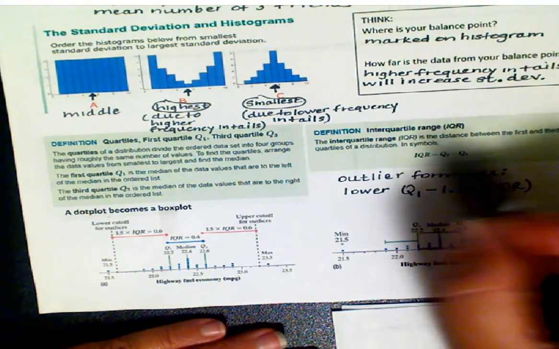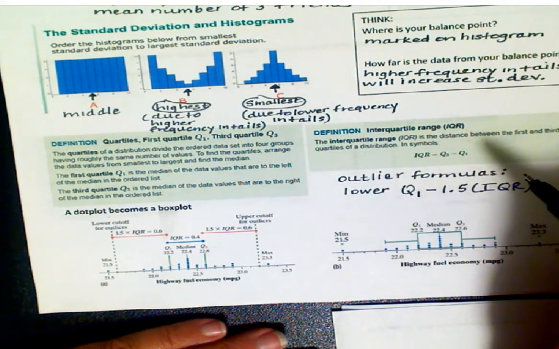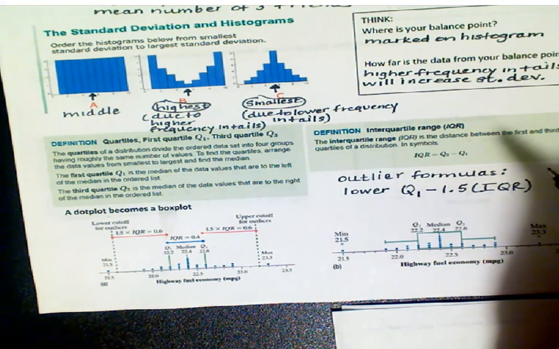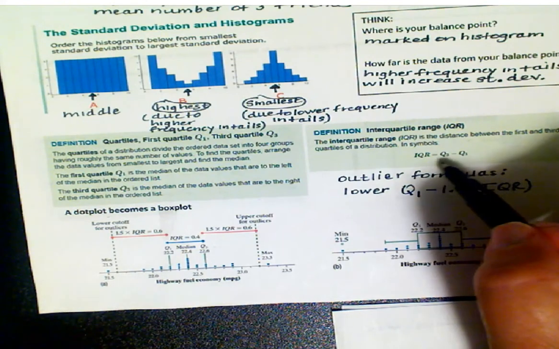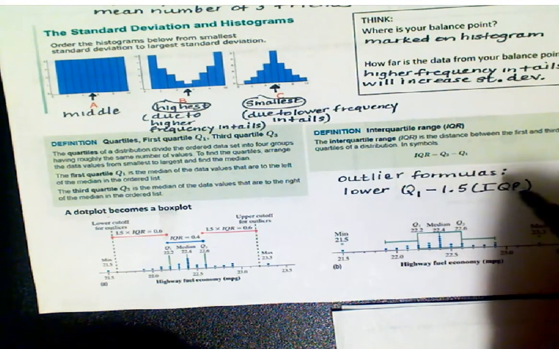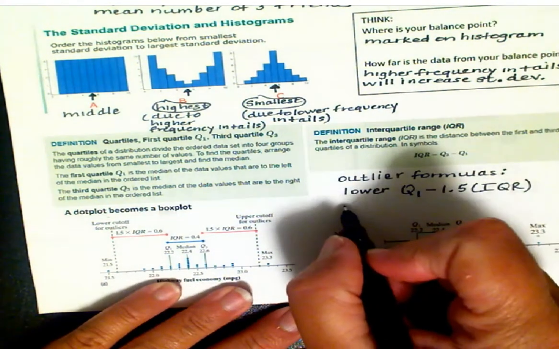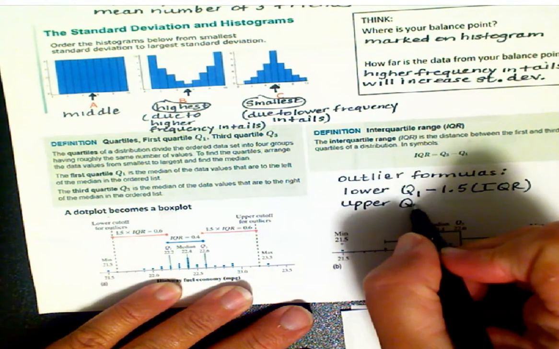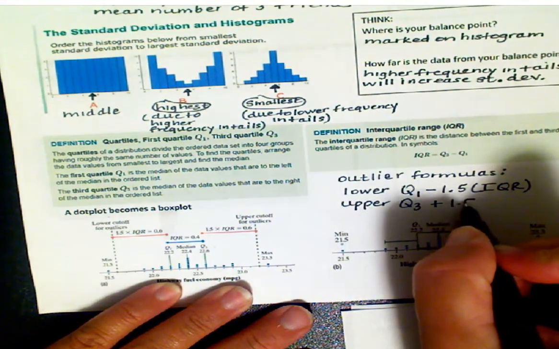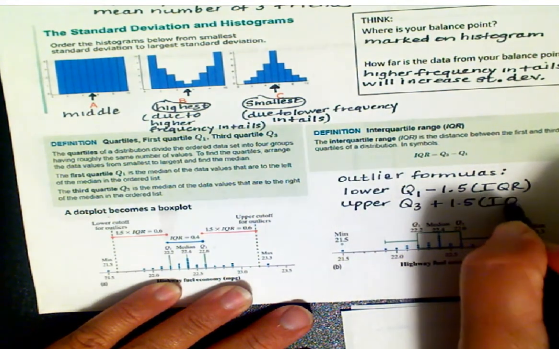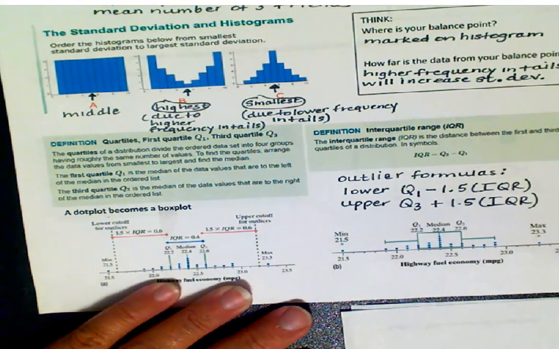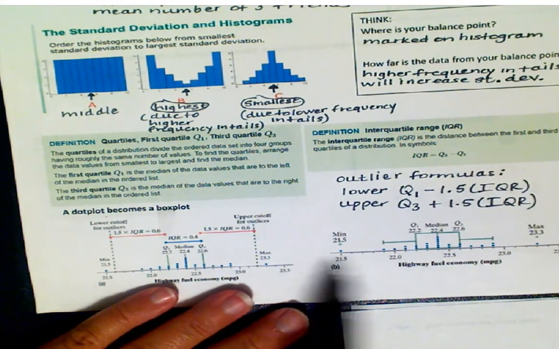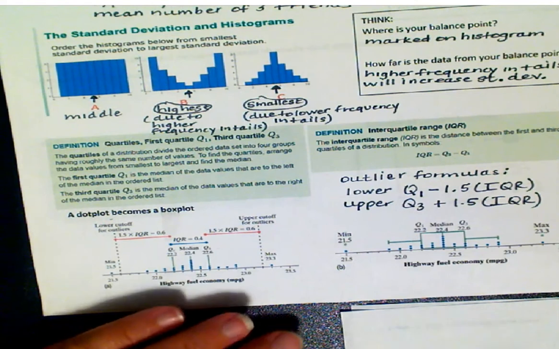So the interquartile range is just the distance between the first and the third quartiles. Okay, so first you find the median, you find Q1, you find Q3, then you can find the IQR, and then this is how you find the outliers. And then for the upper one, you're going to take your Q3 plus 1.5 times the IQR. Okay, so that's how they found out that we have these outliers here.